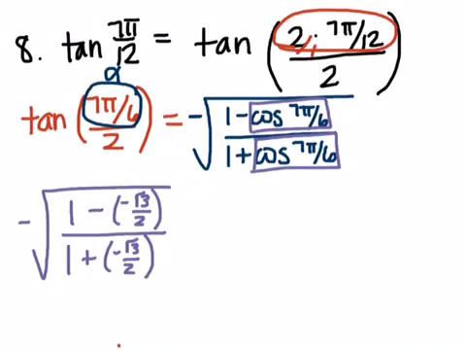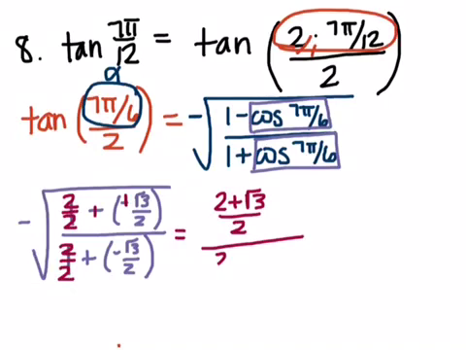So I changed my 1s to give us a common denominator. I'm going to change my 1s to 2 over 2s. And then I'm going to combine my fractions over the common denominator. Also here I have minus minus, so those become positive. So I have 2 plus radical 3 over 2 in my numerator, 2 minus radical 3 over 2 in the denominator. And I have this big radical over everything and the negative out front.